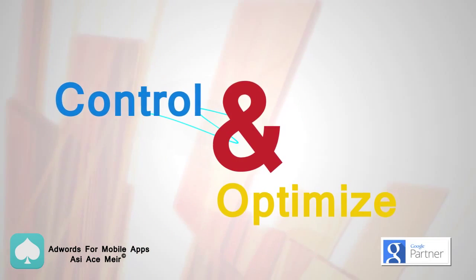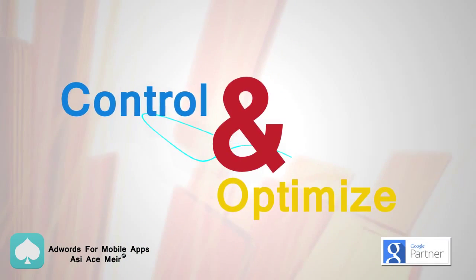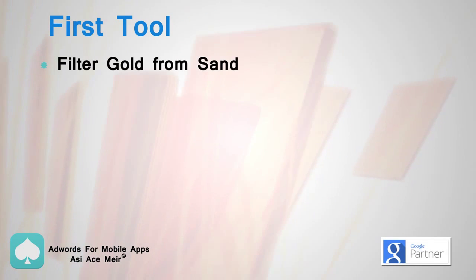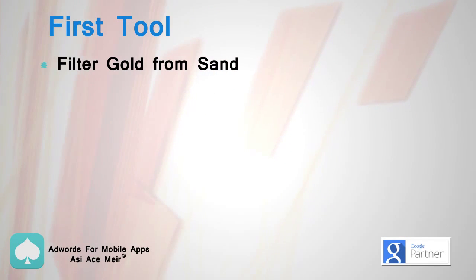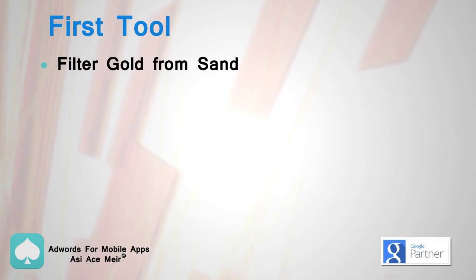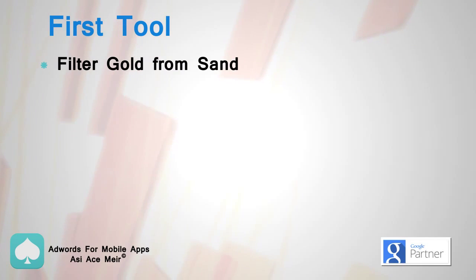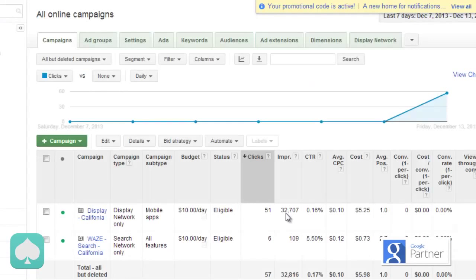In this lesson, I will show you the first tool I use to optimize campaigns. This tool is filtering unwanted keywords and placements. Just like filtering gold from sand, this is the procedure I do to find the golden keywords and placements. So this is the data I got so far from the moment I entered my billing information.